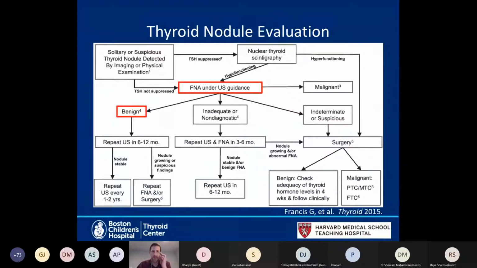Benign nodules are always an area of consternation. You do a fine needle aspiration, you get a benign result, and then the question is, what do I do with this? Do I follow it? How often do I follow it? How long should I follow it? And I would just say briefly that there are sparse data on that topic in children. Data in adults are much more robust, but we don't know as much in children. So the current recommendation is to repeat an ultrasound in 6 to 12 months.